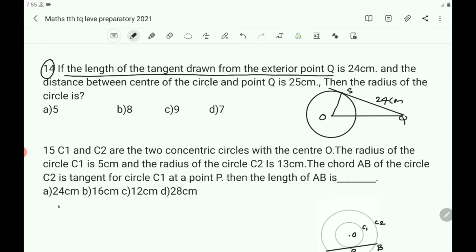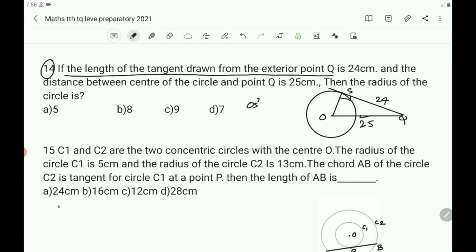Now what you have to find out? We have to find the radius of the circle. Here this is how much? 25. And you must know the Pythagorean triplets. If it is 24, 25, the third side will become 7, because this is a right angle triangle. You must know that one. Otherwise use the Pythagoras theorem and find this side. If you use the Pythagoras theorem, here this is the hypotenuse.